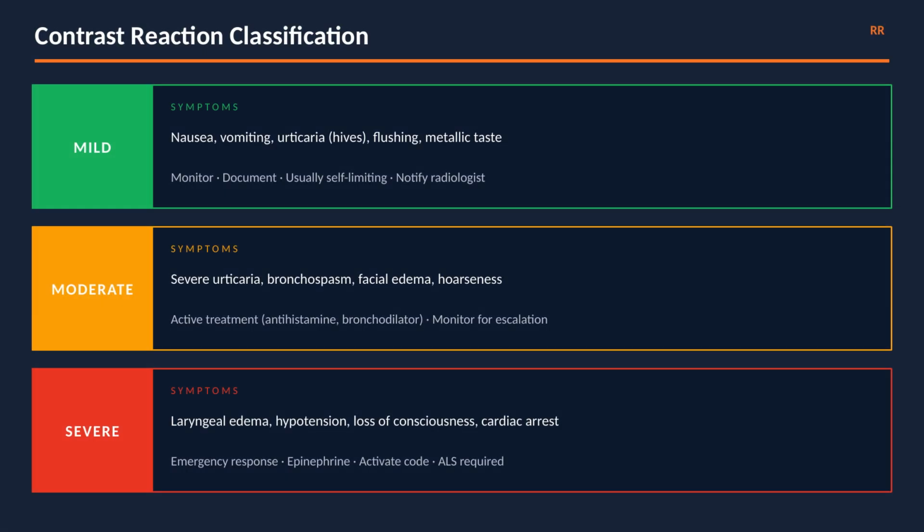3 severity levels. Know them cold. Mild reactions: nausea, vomiting, urticaria, which is hives, flushing, and mild itching. Uncomfortable but not dangerous. Monitor and document. Usually self-limiting. Moderate reactions: diffuse urticaria, bronchospasm, facial edema, and tachycardia. Require active medical treatment. Notify the radiologist and be ready to escalate.